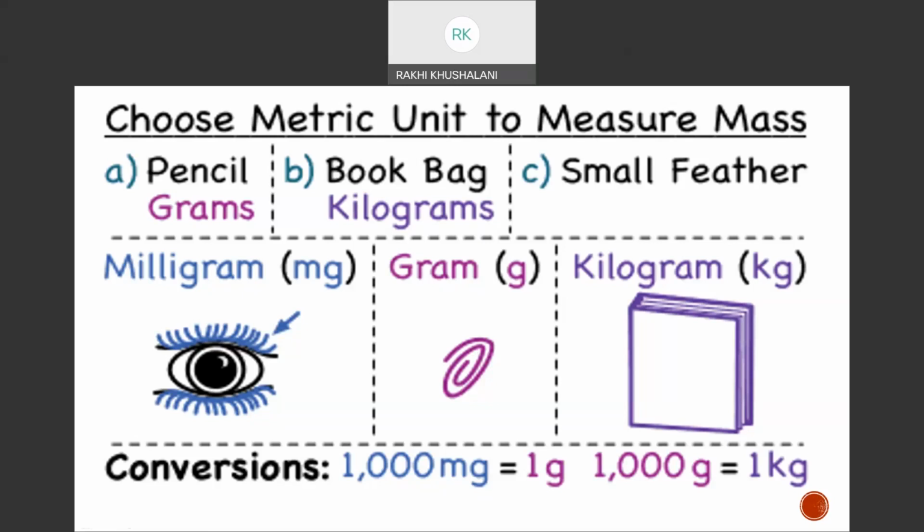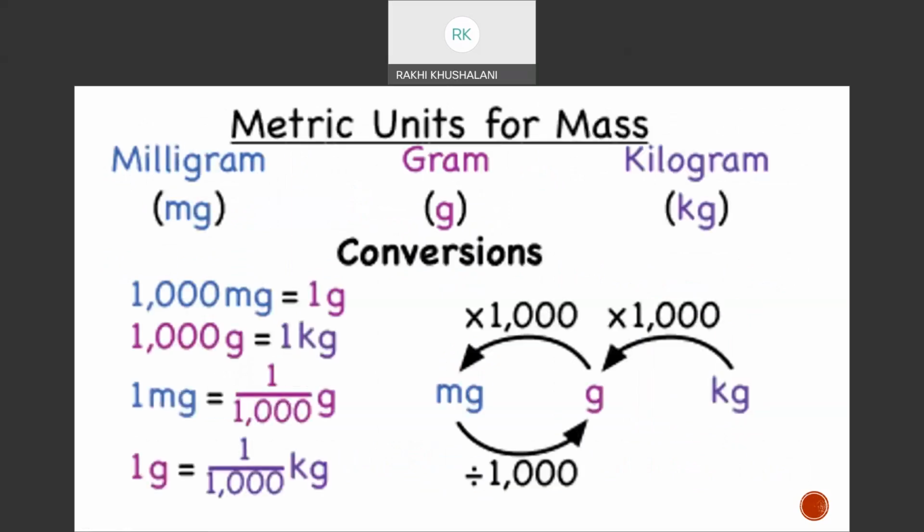As we have been discussing, we always use the conversion rate. Now let's see what we have more. Again, milligram, gram and kg. As I said, the conversion rate, 1000 milligrams is equal to 1 gram. 1000 grams is equal to 1 kg. So 1 milligram will be 1 by 1000 grams and 1 gram will be 1 by 1000 kg. That is because we are moving from lower unit to higher unit. So we are dividing, and when we are moving from higher unit to lower unit, we are multiplying.